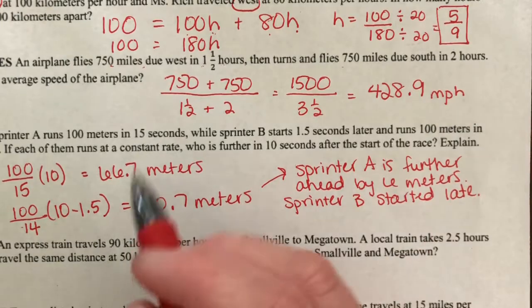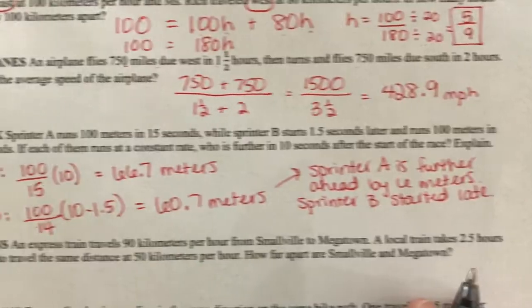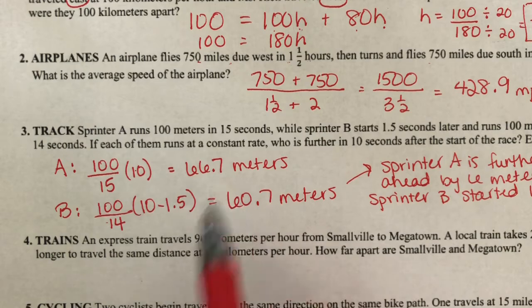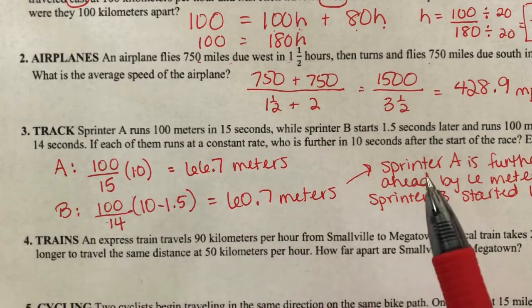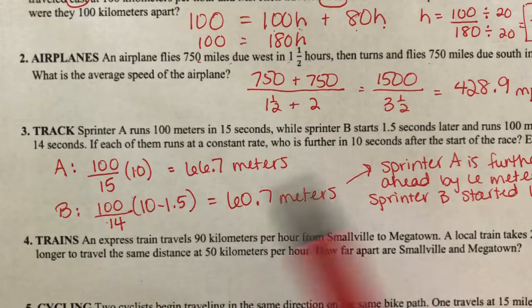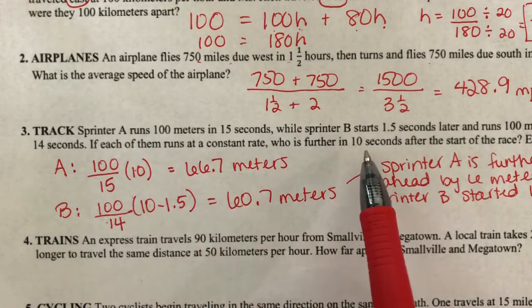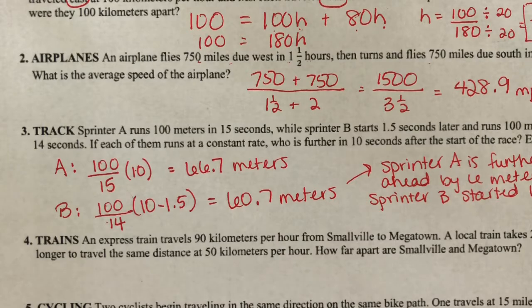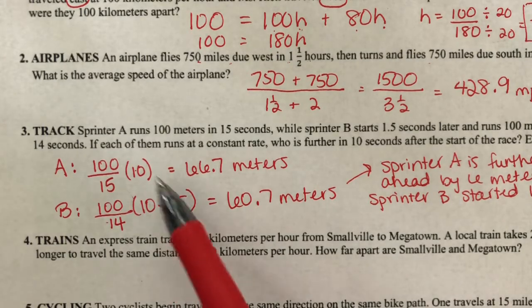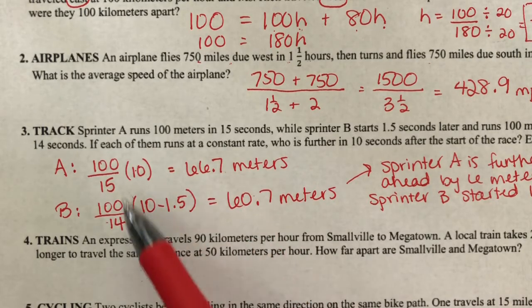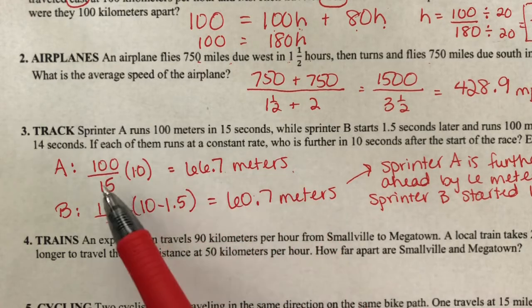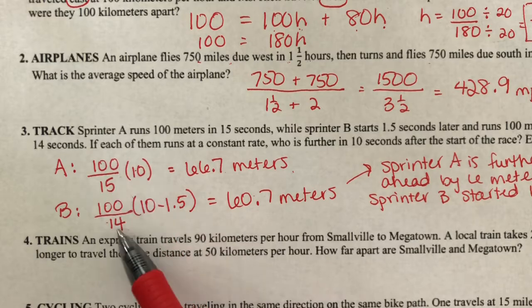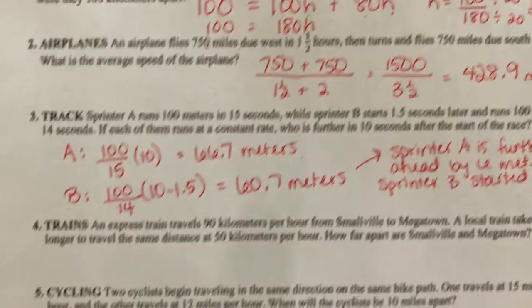Really, explain just means show your work. So who was ahead? The guy that started the whole race, right? Now, sprinter B is faster, so maybe in another 10 seconds or another 20 or 30 seconds, sprinter B will pass sprinter A. But just 10 seconds after they've started, he hasn't caught up yet. He's not quite that fast, so sprinter A is still ahead. It takes him a second longer to run 100 meters than it does sprinter B, but in 10 seconds, he hasn't made up that difference.